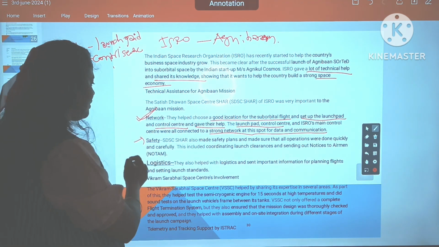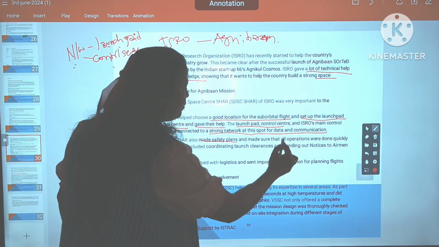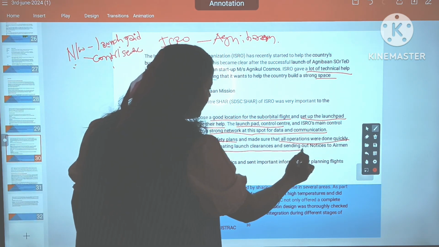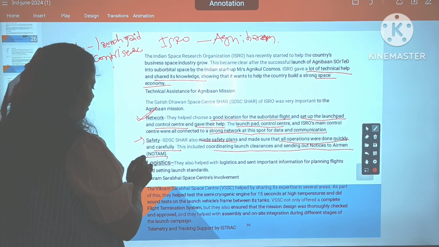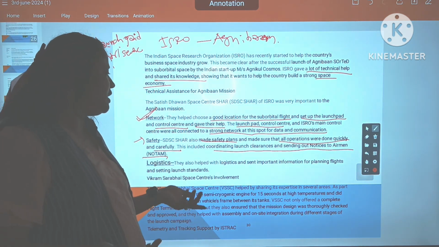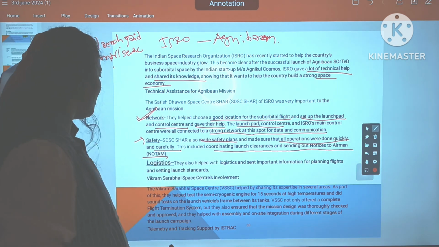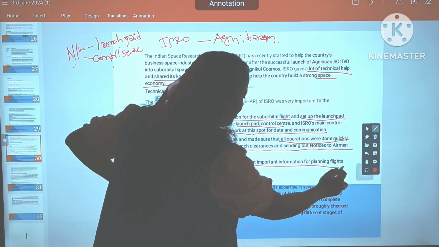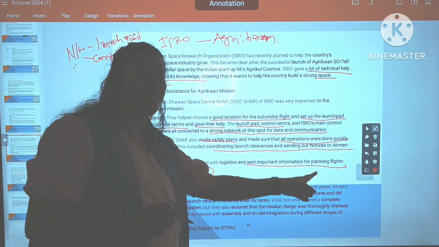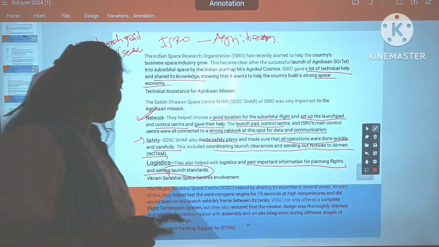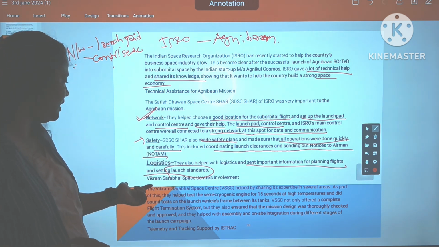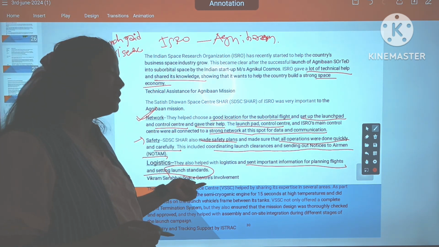And safety, okay, made safety plans and made sure that all operations were done quickly and carefully. Coordinating launch clearances, sending out notices to airmen. Launch clearance and sending notices to airmen was given. Logistics means sent important information, planning flights and setting launch standards. Logistic support was also given. This is about the Vikram Sarabhai Space Center involvement.